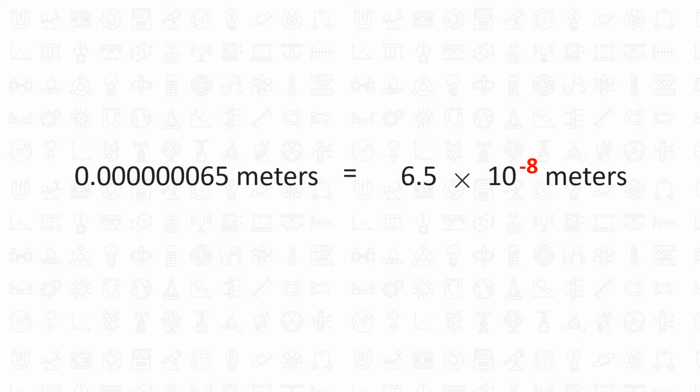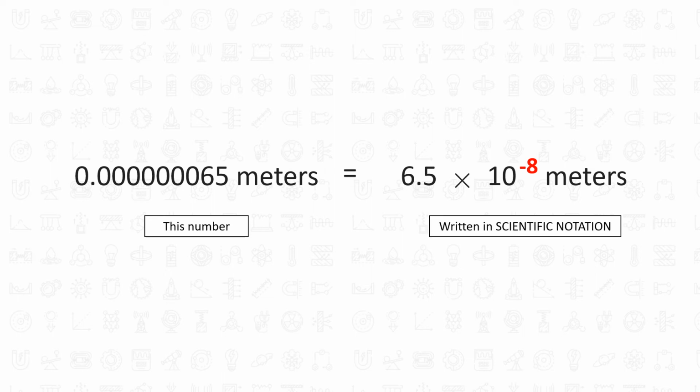So here we go. We've got 0.000000065 meters, which is hard to say. We can say that the decimal notation is the same as the number written in scientific notation: 6.5 times 10 to the negative 8 meters. These two are the same number, one in decimal form, one in scientific notation. So we've just done two examples of how to turn a decimal number into a scientific notation number.